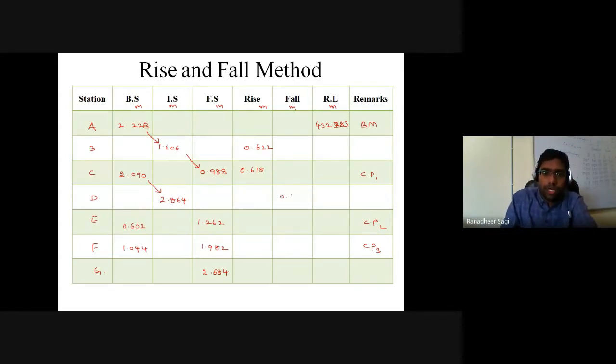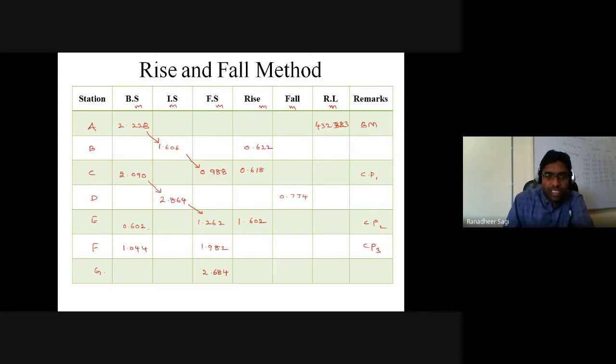0.774 is the data that I have, which indicates the fall value. So 2.864 minus 1.262 is a positive quantity, and the value is 1.602. Right, it's positive, so we are writing it under rise. Next, there is a shift in instrument station.